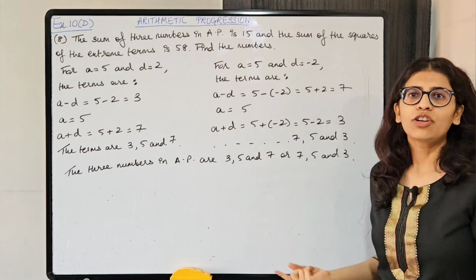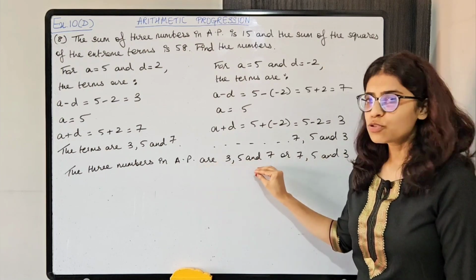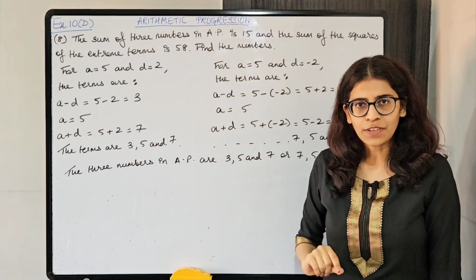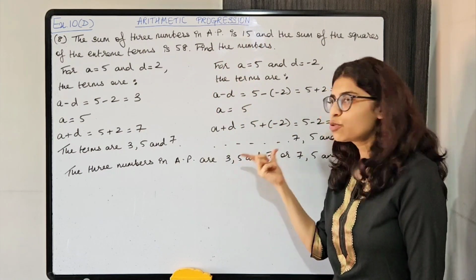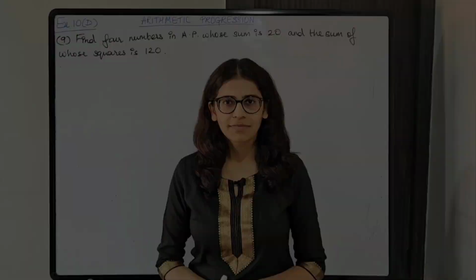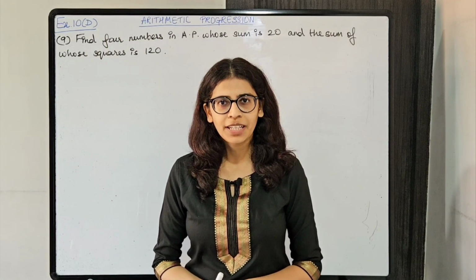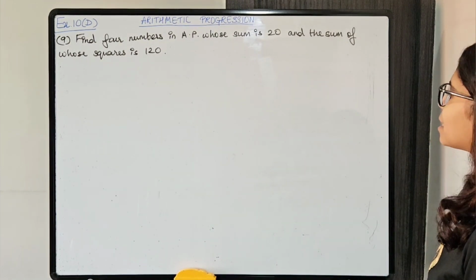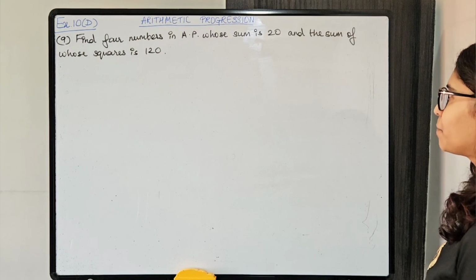To cross check your answer, put the values of both the APs and check if both the conditions are getting satisfied or not. तो conditions में सिर्फ values put करो and you should get the answer. Okay. Next question, question number 9. Find 4 terms in AP whose sum is 20 and the sum of whose squares is 120.